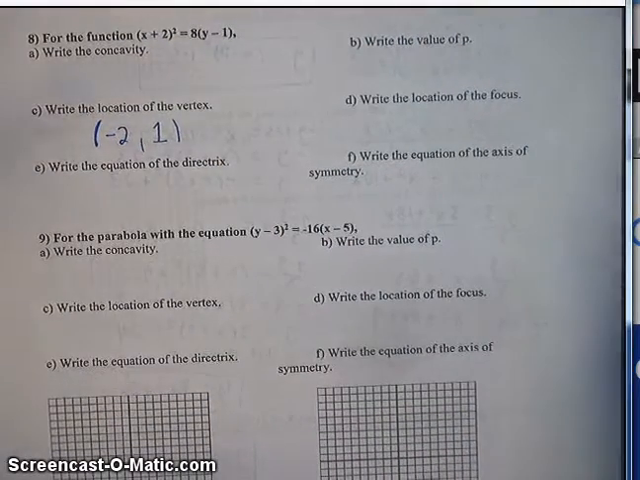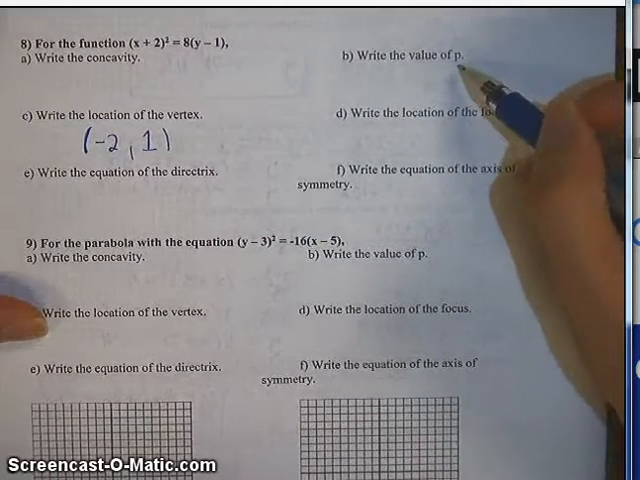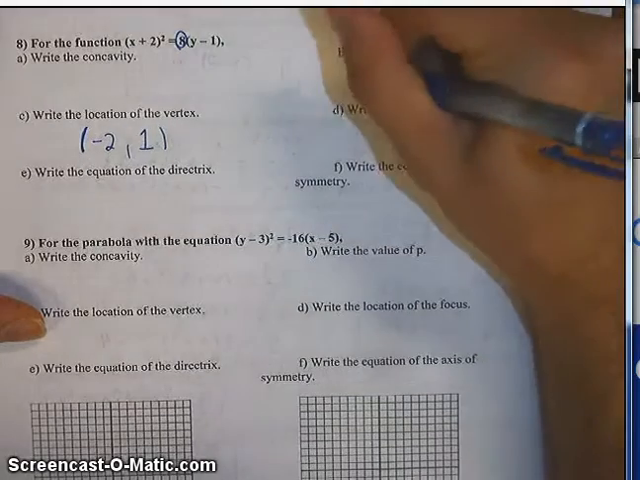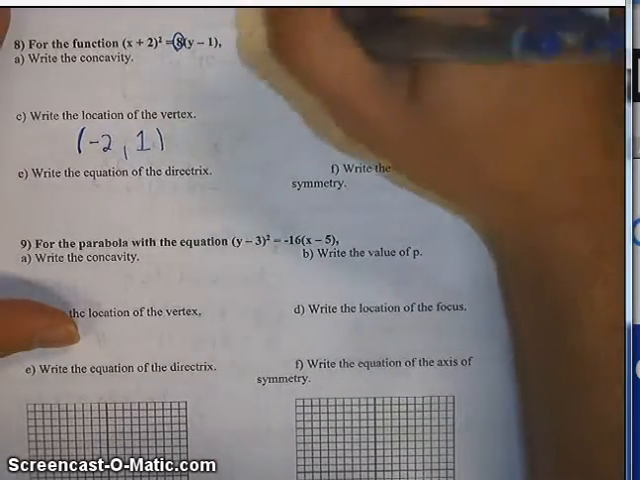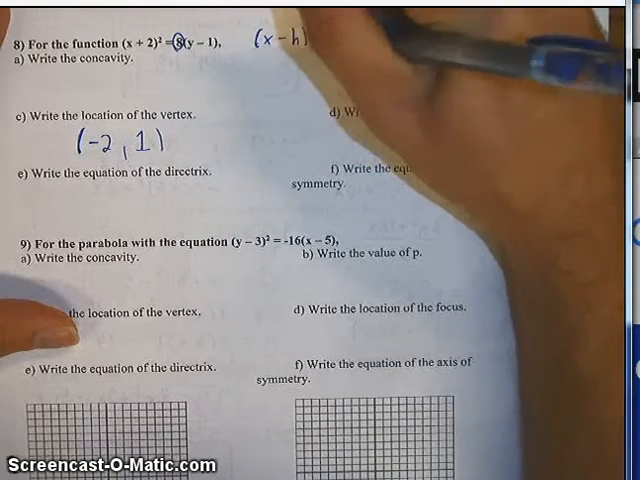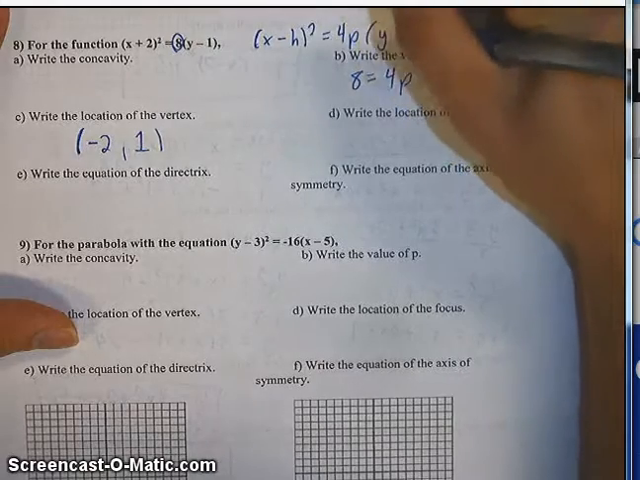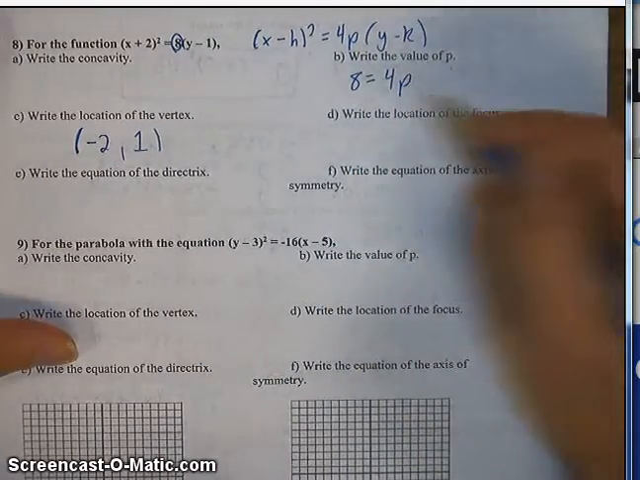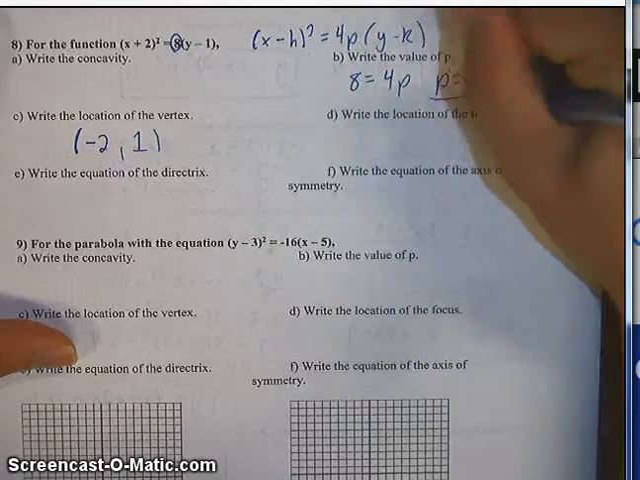Now the next thing I need to know to be able to answer the rest of these questions is the p-value. And hopefully you recognize that this 8 equals 4p, because if you remember, the equation is (x − h)² = 4p(y − k). So I know that's an 8, so that's 4p. To find p, we just divide both sides by 4, and you get p equals 2.